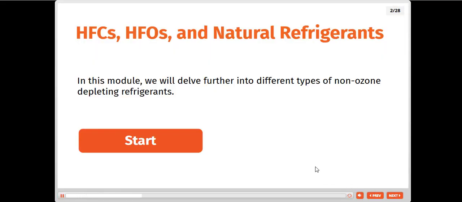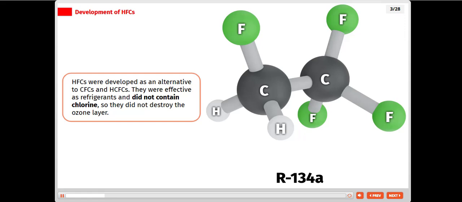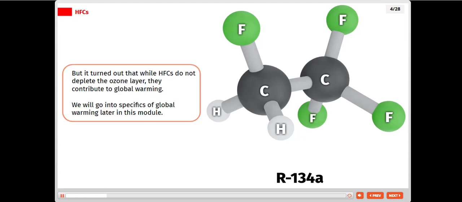In this module, we will delve further into different types of non-ozone depleting refrigerants. HFCs were developed as an alternative to CFCs and HCFCs. They were effective as refrigerants and did not contain chlorine, so they did not destroy the ozone layer. But it turned out that while HFCs do not deplete the ozone layer, they contribute to global warming. We will go into specifics of global warming later in this module.